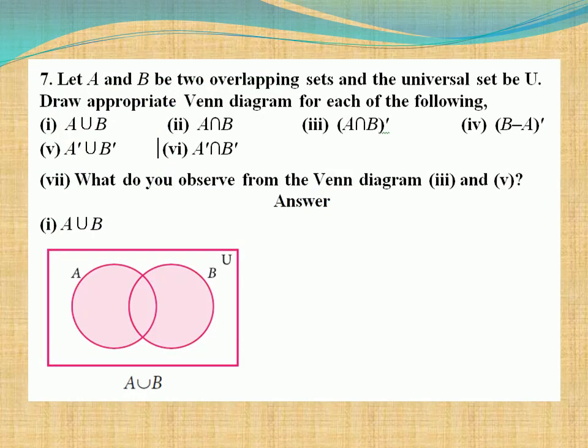7th sum. Let A and B be two overlapping sets. Overlapping sets means they have a common element. And the universal set be U. Draw an appropriate Venn diagram for each of the following. I give the Venn diagrams here for all these things. You just try it at your home. First subdivision is A union B. The shaded portion is A union B.